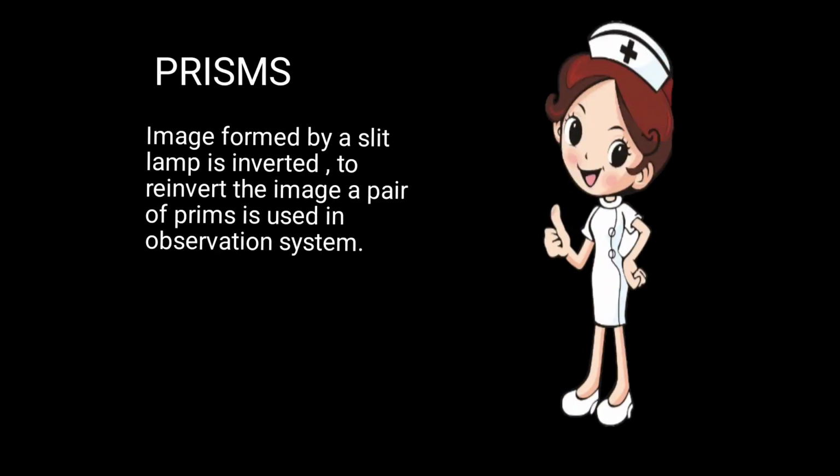Next one is the prism. The image formed by a slit lamp is inverted. To re-invert the image, a pair of prisms is used in the observation system. Inside the observation system, the first prism forms the inverted image, and the second prism re-inverts that image so that we can perceive it as a right image.